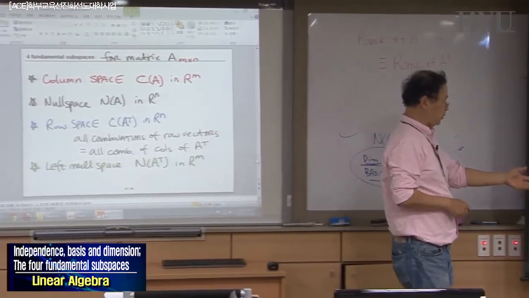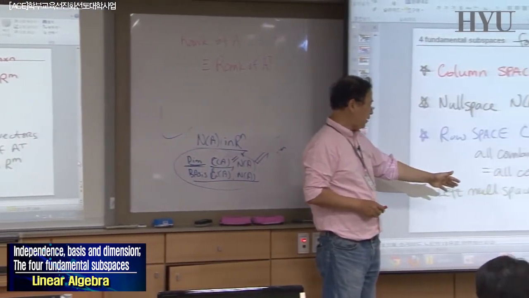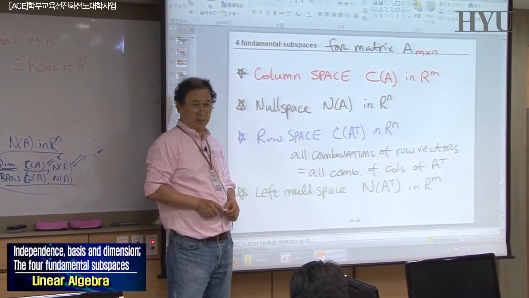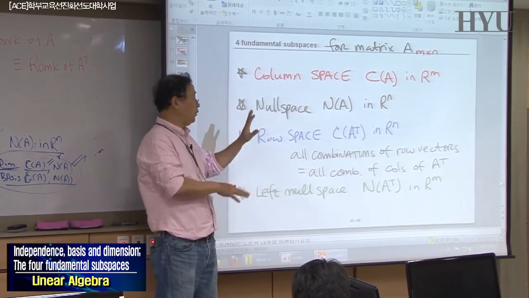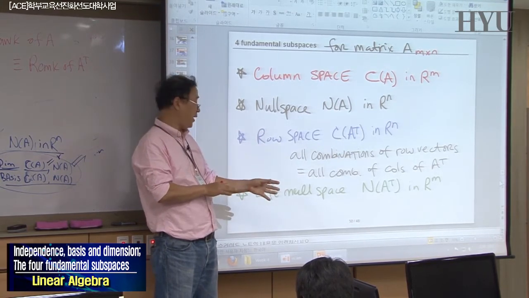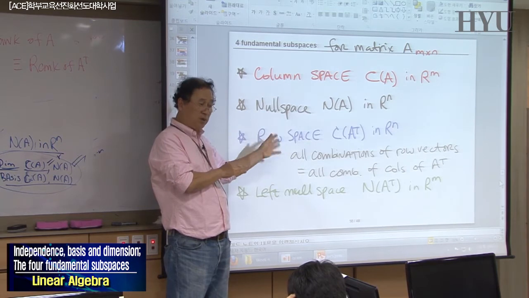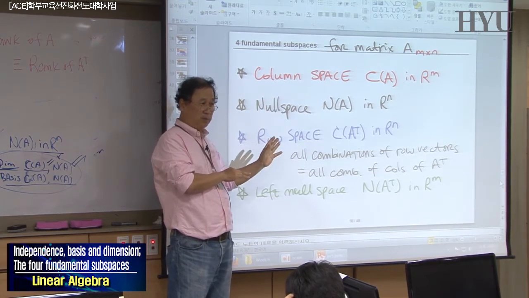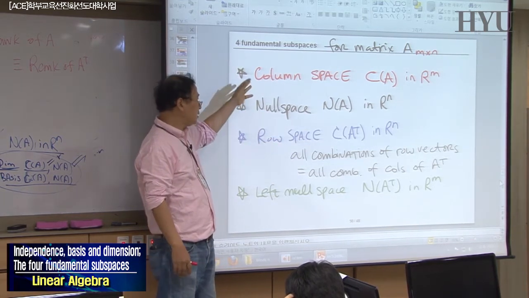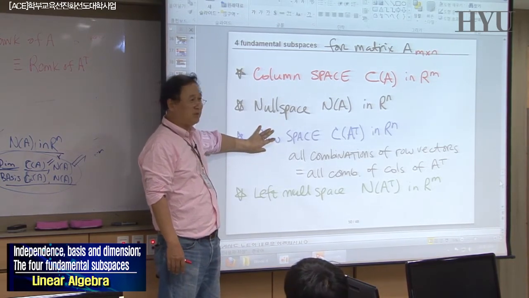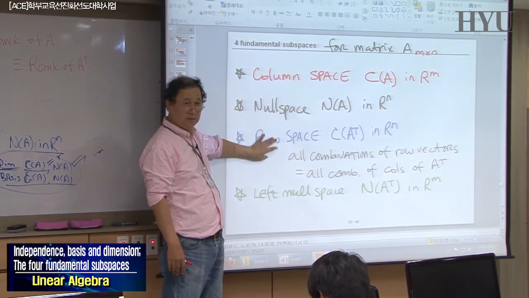Then the left null space is almost equivalent to the null space of A transpose. So we actually have 4 different concepts. Depending on the case, we may use all of these, and sometimes we use only some of them. So just try to familiarize yourselves with these concepts. The last two are only applicable in the case of the transpose.